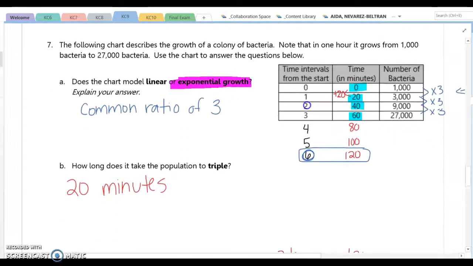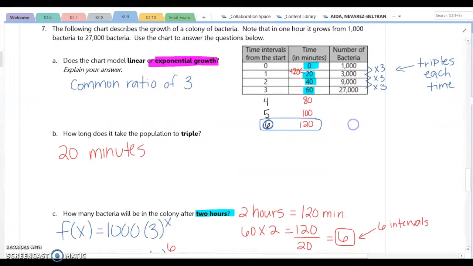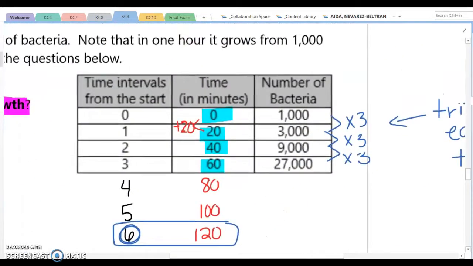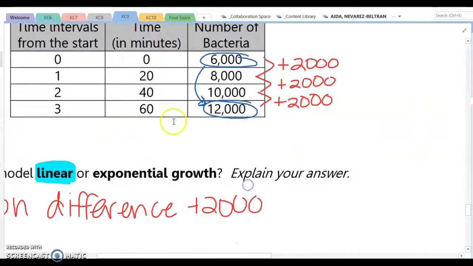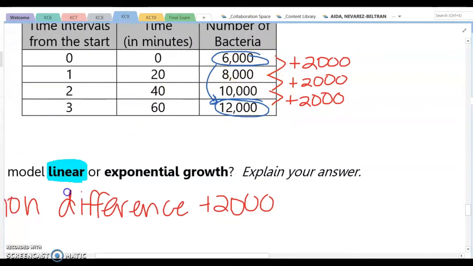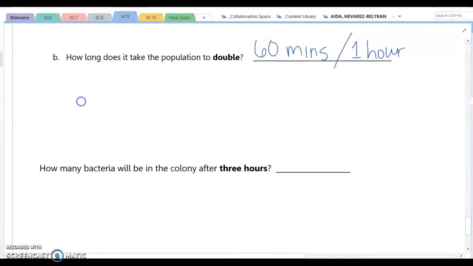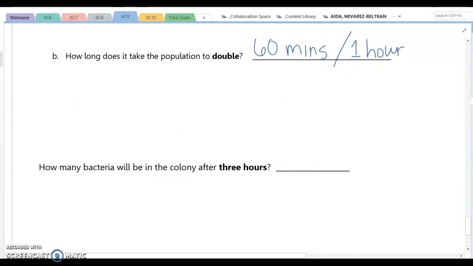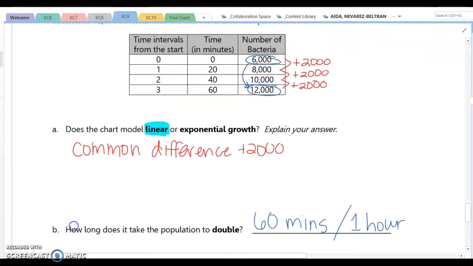In our last one, we saw it asked how long it takes to triple. It was tripling each time, so every 20 minutes it was tripling and tripling and tripling. In this one, we're just adding 2,000 each time, so it's not doubling or anything each time, so you have to figure out how long that takes. And then it asks how many bacteria will be in the colony after 3 hours.